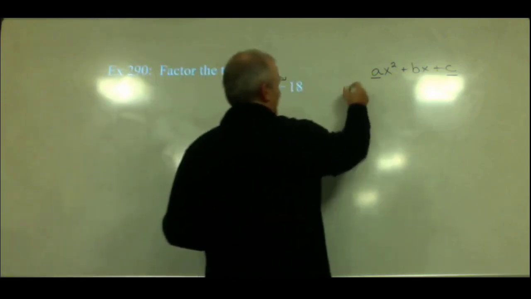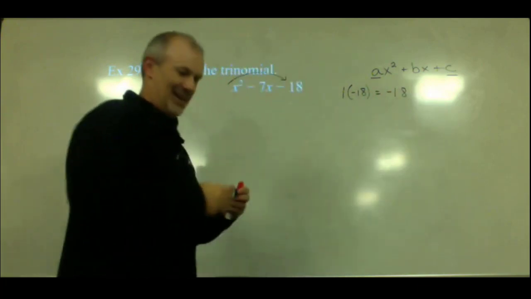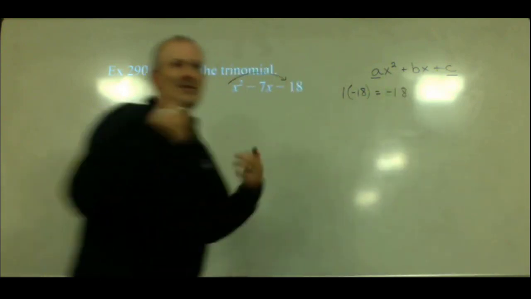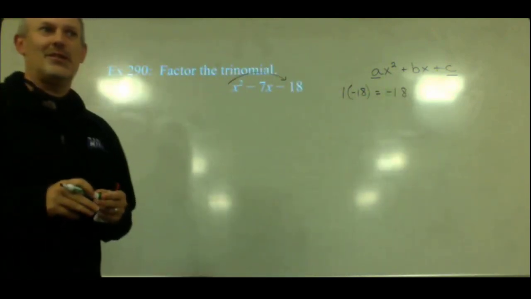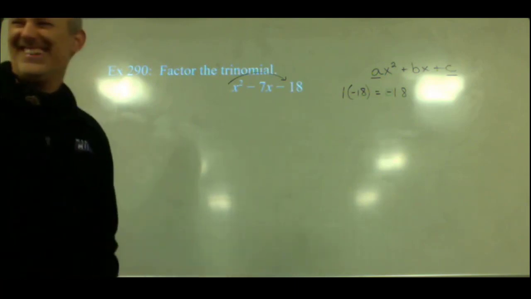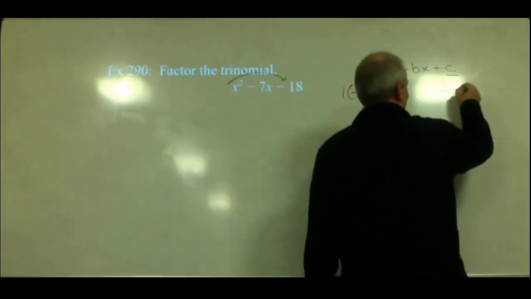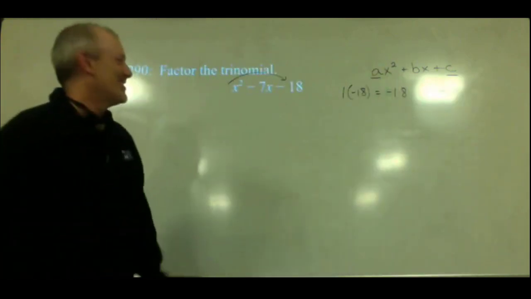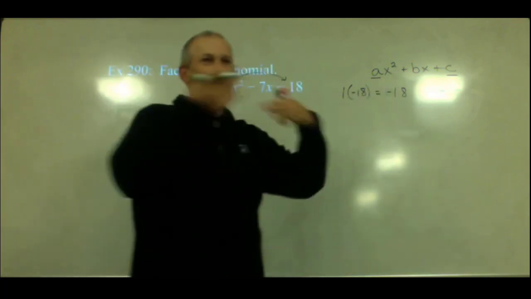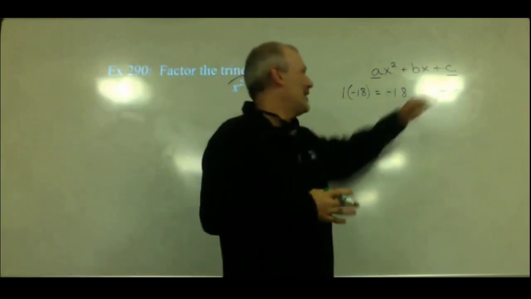Okay. So 1 times -18 is -18. And since this is a negative, what does that tell us about the signs of the numbers that we're looking for? One's positive, one is negative. So if this is a negative, we're going to have one of each, one positive, one negative, because they have to multiply together to be a negative 18.